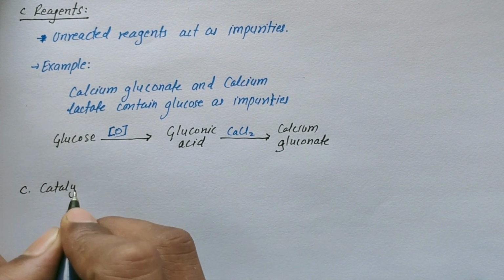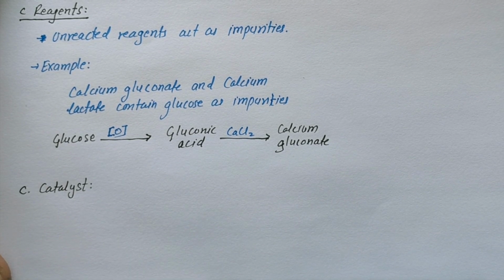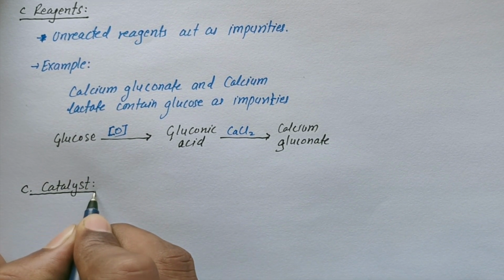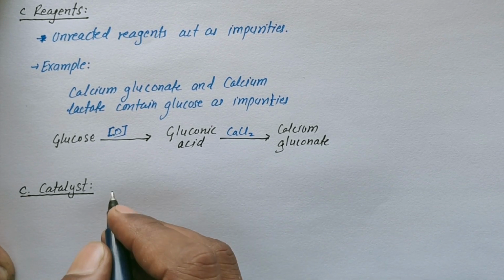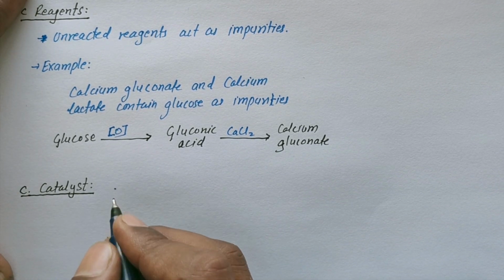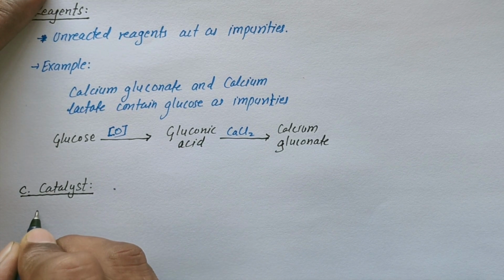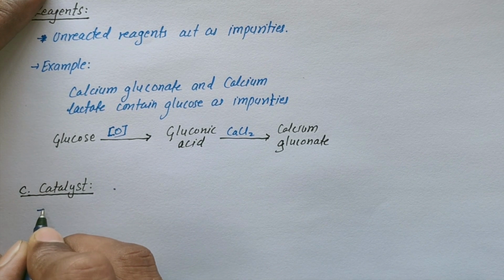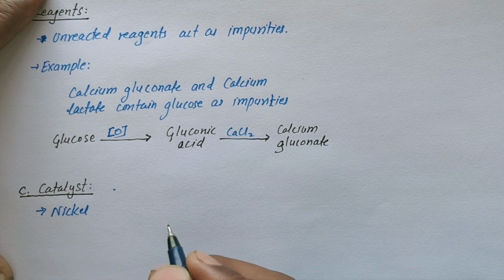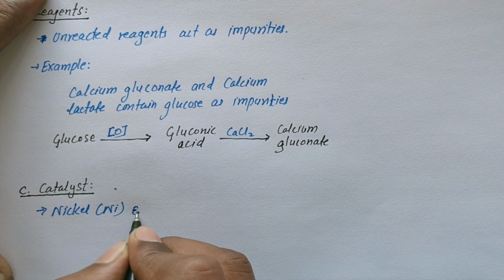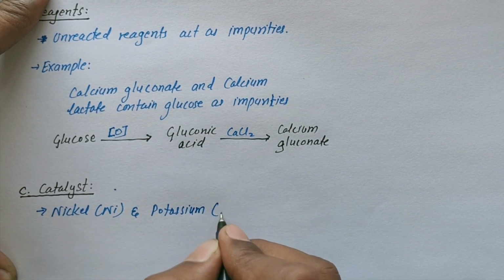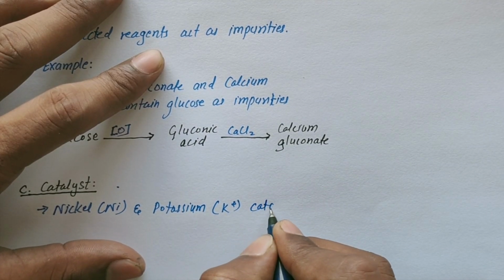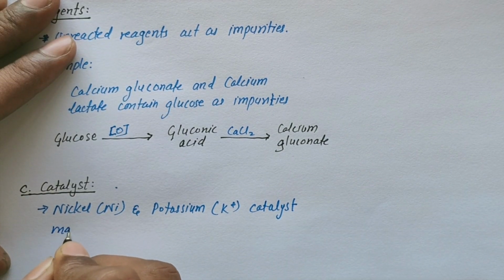Now we'll discuss catalysts. Catalysts are used to increase or decrease the speed of a reaction. If these catalysts are not removed from the final product, then they will behave as impurities. As for example, nickel and potassium catalyst may be present as impurities in carbenicillin sodium.